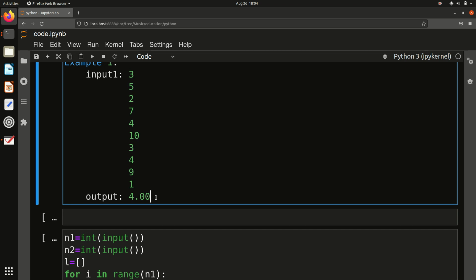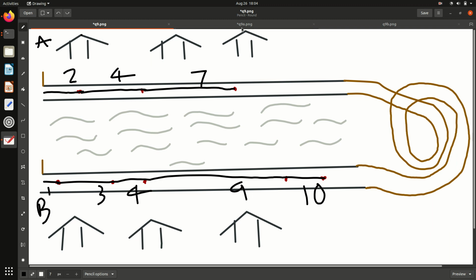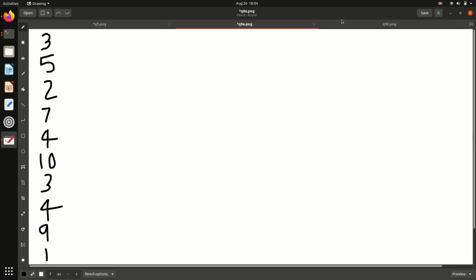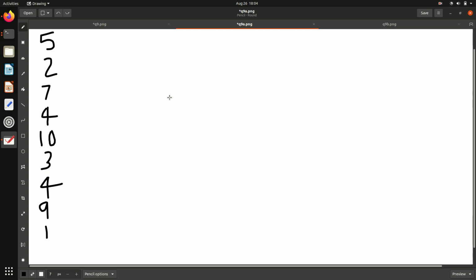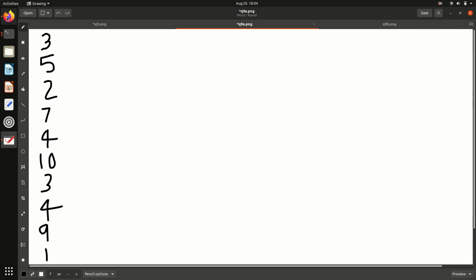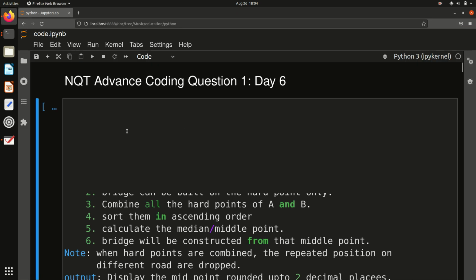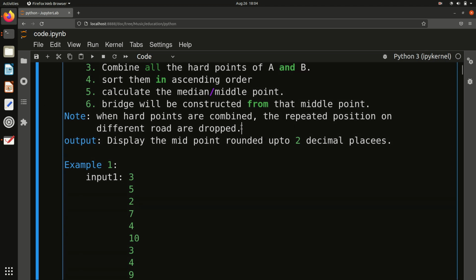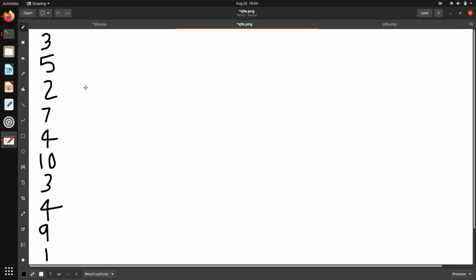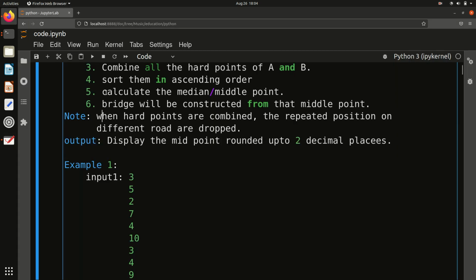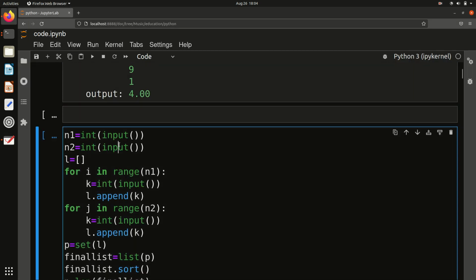Now we will see how to find the median. I hope all of you know it, but I will discuss it anyway. The first thing we will do is that we want everything to be unique. They are saying that repeated positions should be removed. So the first thing in Python we know is to use set. At first I have taken one list.